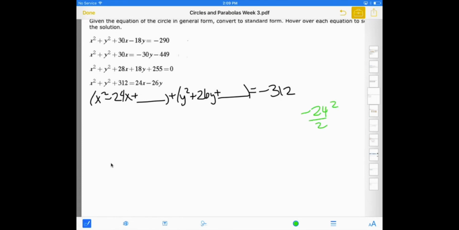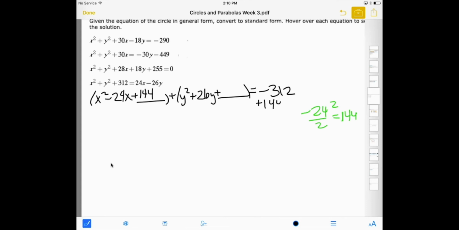Over here in green, I'm just doing the little b divided by 2 squared to figure out what I'm going to get. Negative 24 divided by 2 squared is going to get me a positive 144 in that first blank spot, and then don't forget to go ahead and add it to negative 312 as well. And then I'm going to do the same thing for the 26. So 26 divided by 2 squared should get me 13 squared, which is 169. And then I'm going to put that into the blank space in my second grouping, and also add it to my negative 312 and my plus 144.